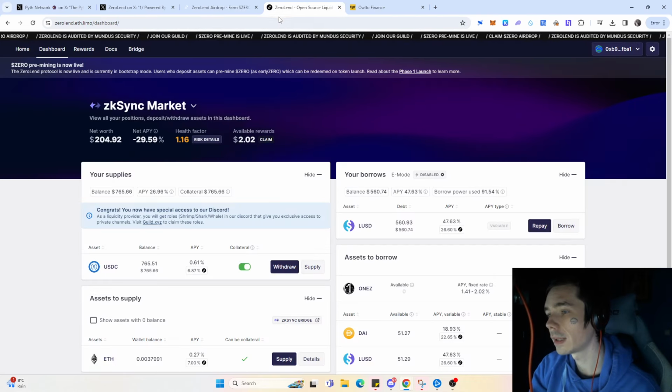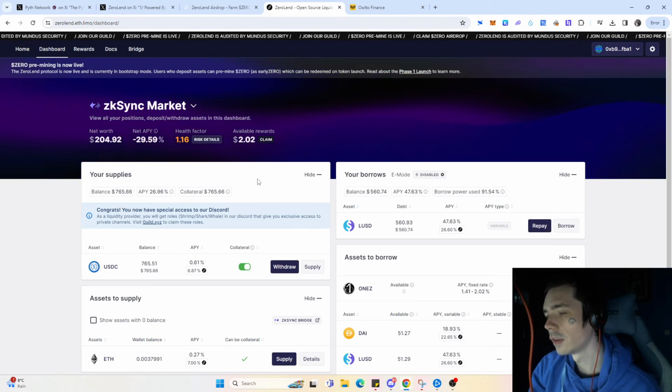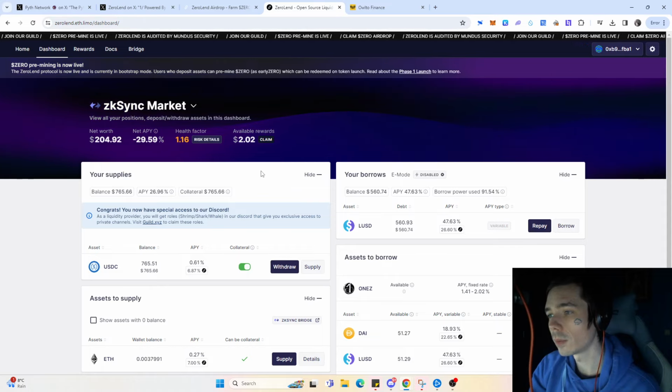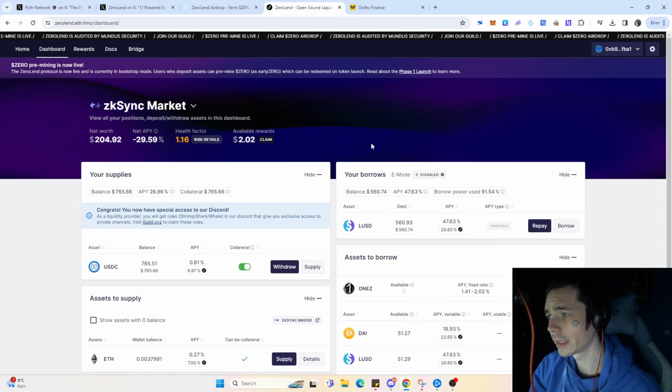And they have planned to release the token in the first quarter of this year. So I would say there's still around 2 months time to get yourself a good amount of early Zero as well as some points during that time.